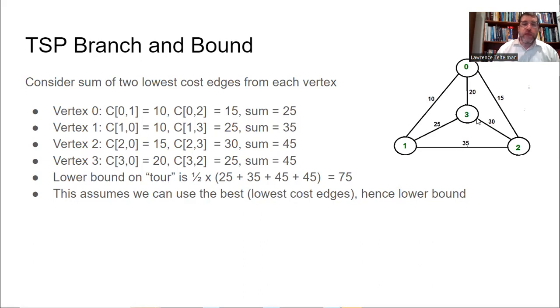Okay, so I add this up. I'm making an assumption here, and we know it's a bad assumption. It's a lower bound. That's what it's called, branch and bound, not branch and exact. It's saying, for each vertex, let's assume that we can use the lowest cost edges in and out for both. We add that up, and I divide by 2, or multiply by half. Why am I multiplying it by a half?